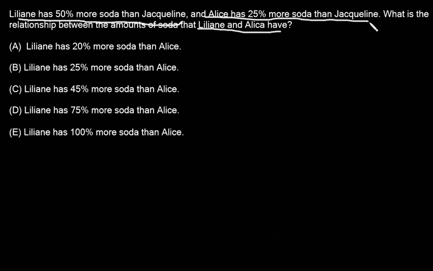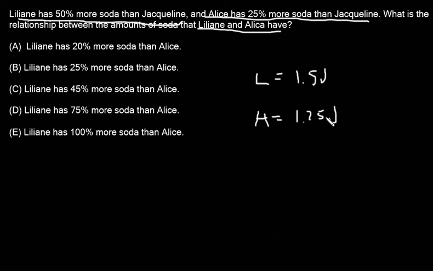Now let's try to do this. It's telling us Leanne has 50% more soda than Jacqueline. So that means she has the amount that Jacqueline has plus 50%, and we know 0.5 is 50%. And we have Jacqueline's amount right here. And it's telling us Alice has 25% more soda than Jacqueline. So that means they also have Jacqueline's amount, which is 1, plus 0.25, which is 25% of Jacqueline's, times J. Now it's asking us the relationship between the amounts of Leanne and Alicia.